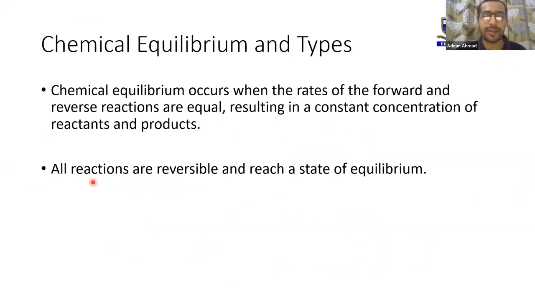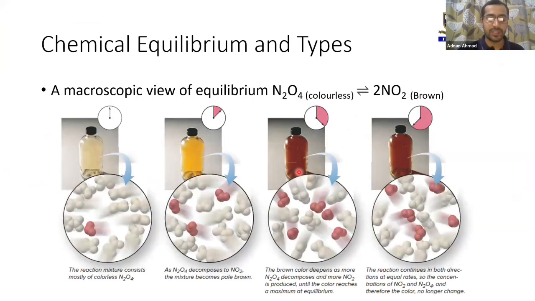Okay, so as I said, all reactions are reversible and reach a state of equilibrium. This is an excellent example of how equilibrium takes place with time. As you can see here, we have a reaction. We have N2O4, dinitrogen tetraoxide, which is colorless, and we have nitrogen dioxide, which is brown. It is a macroscopic view of equilibrium, which you can practice online. We have different videos and simulations available on the internet.